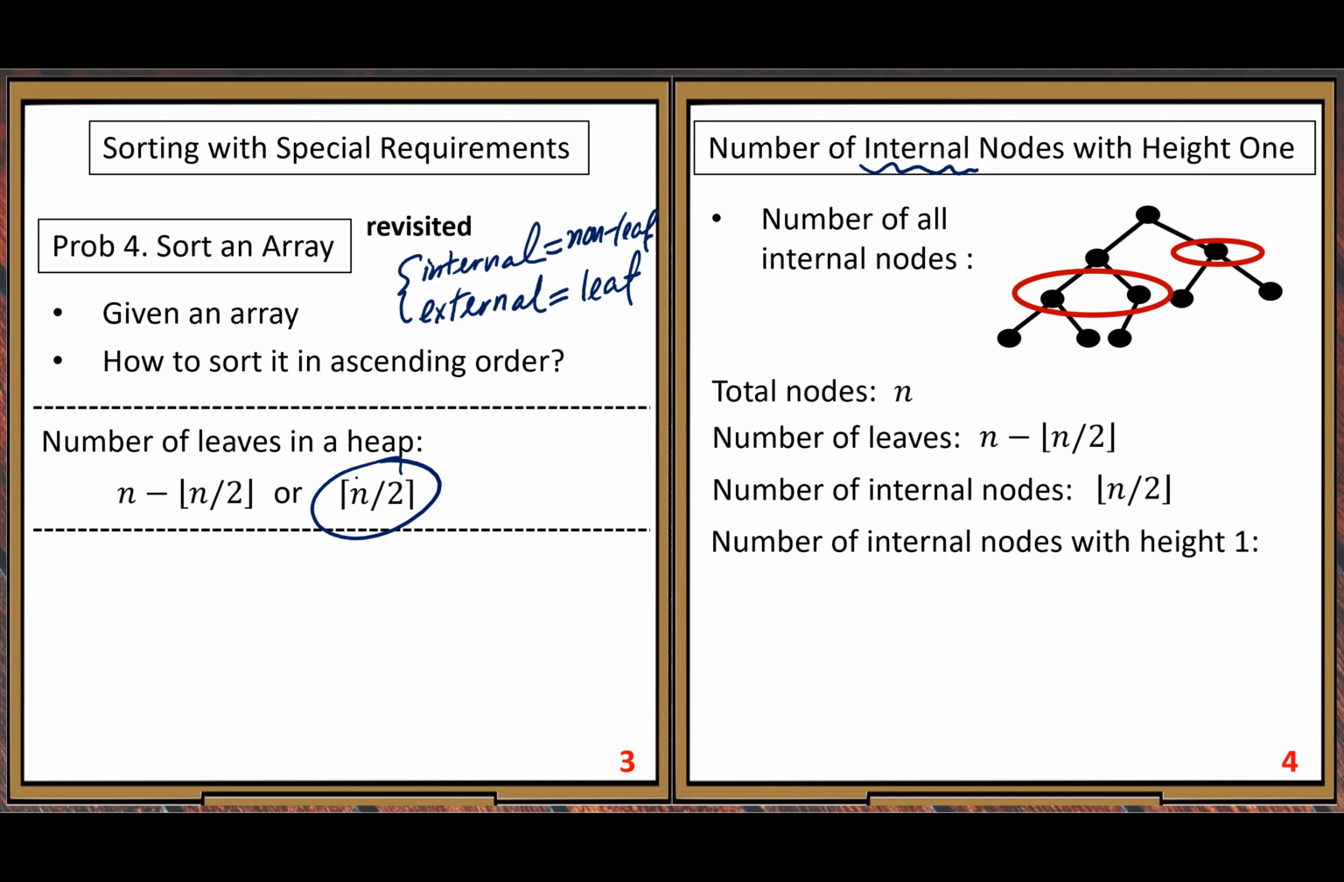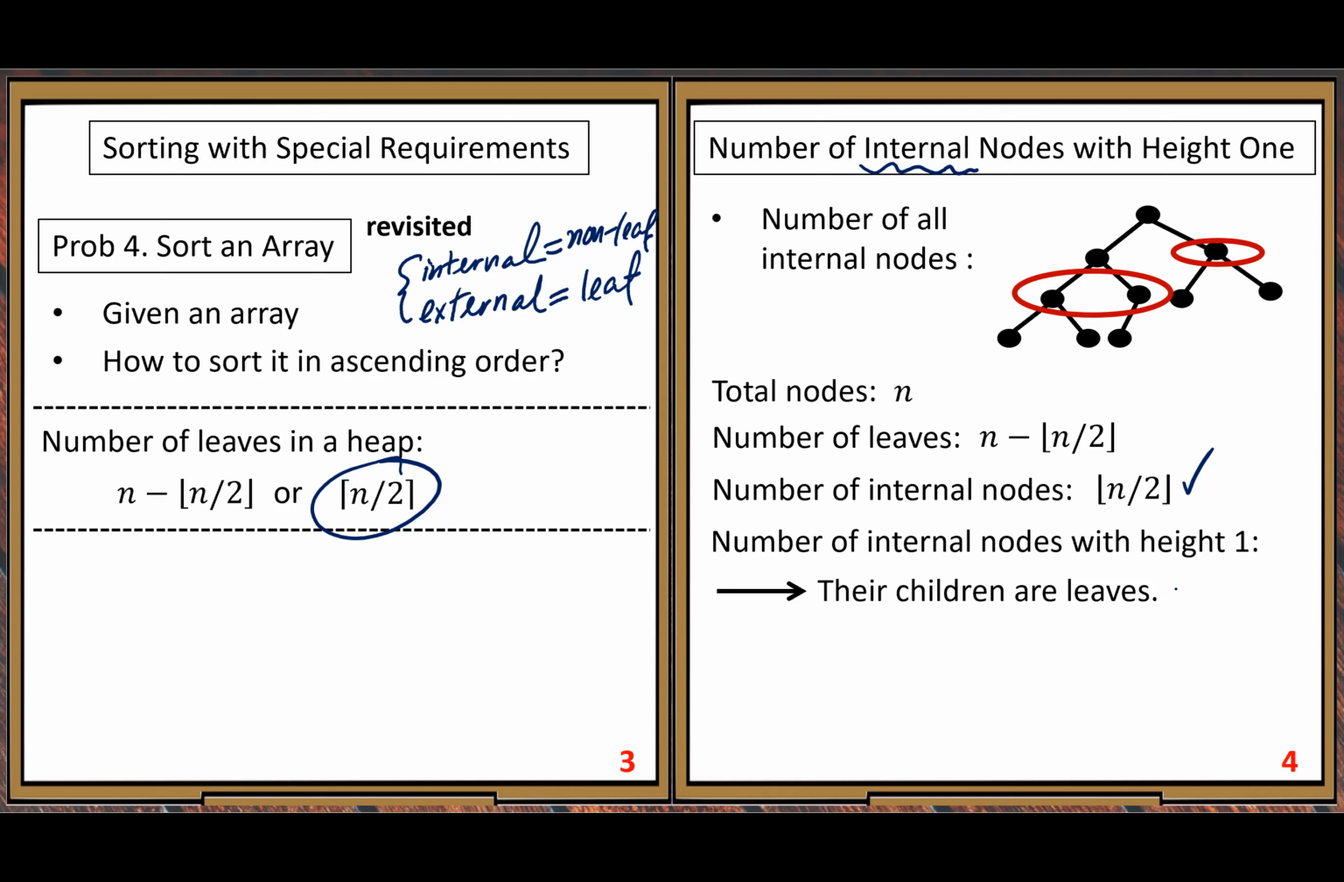Now, next question, we want to find the number of internal nodes with height 1. That expression should be smaller than the number of total internal nodes, right? Should be smaller than that. Let us count the number of internal nodes with height 1. To do that, we need to use a key property to describe these internal nodes with height 1. How do we describe it?